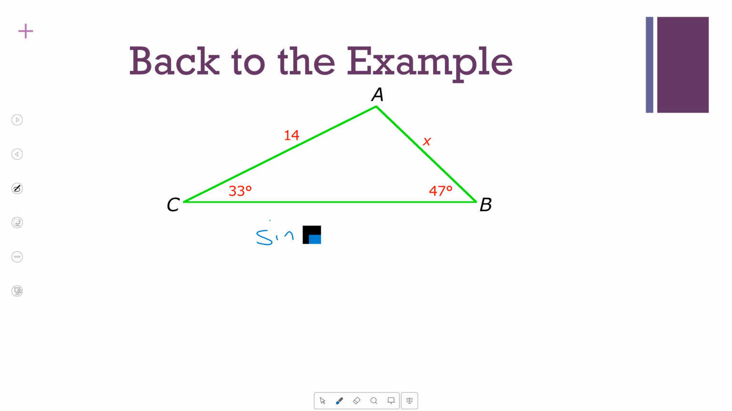The sine of an angle over the side opposite it equals the sine of an angle over the side opposite. Go ahead and solve that, please.